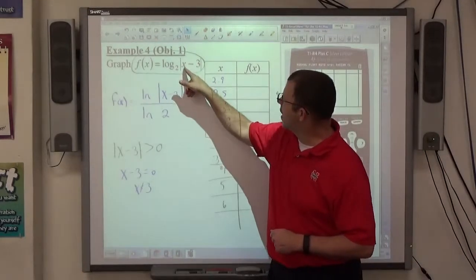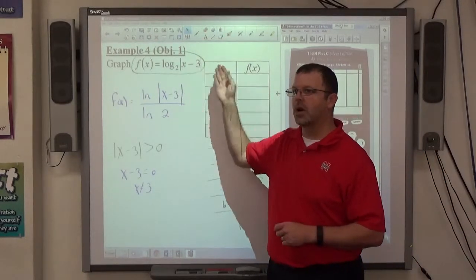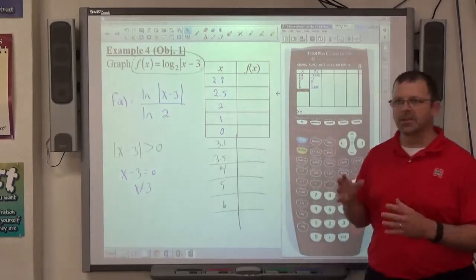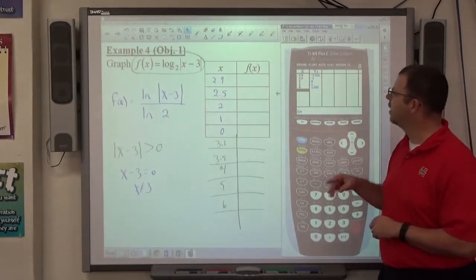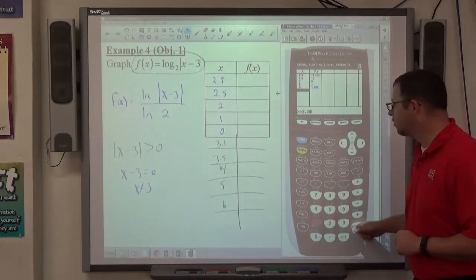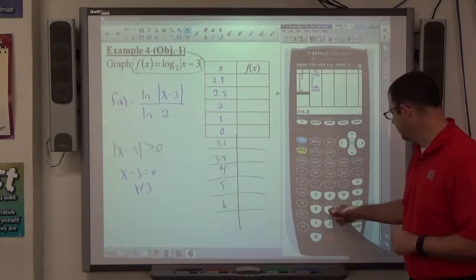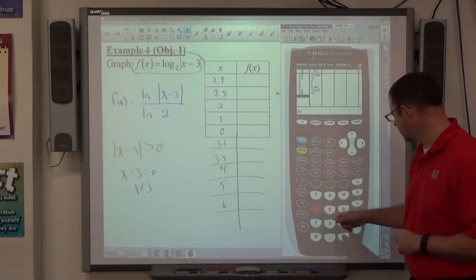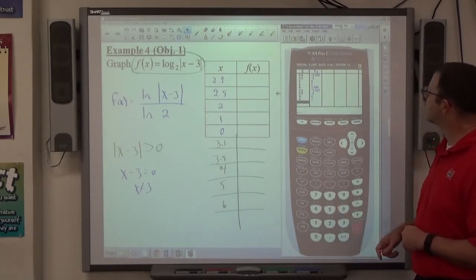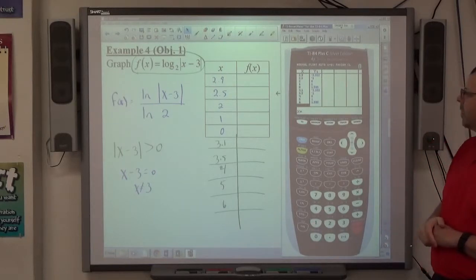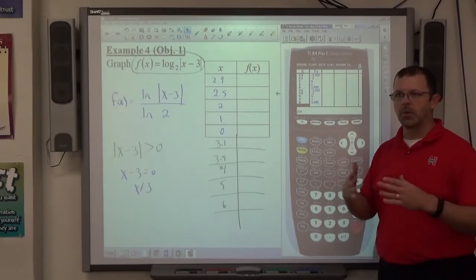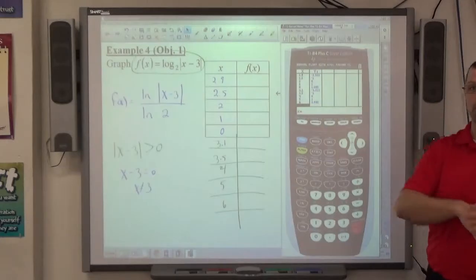This says 0, 0 minus 3 is negative 3, absolute value, that's 3, log of 3 base 2 is possible. So again, it doesn't matter what x's value is, it matters what the argument equals when x equals these numbers, okay? 3.1 gets me an answer, 3.5 gets me an answer. Do these answers look familiar as I'm typing them in? 4, 5, 6. Hey, look, they're exactly the same. Same, same, same, same, same. It's not a parabola, but it's just symmetric, all right? Parabolas are symmetric, but not everything symmetric is a parabola.